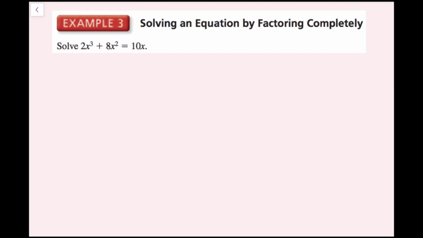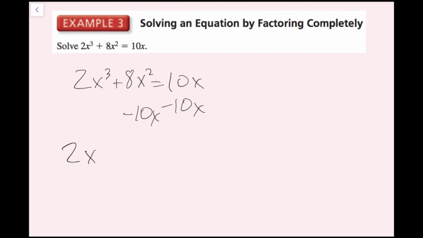For example 3, we're going to solve 2x cubed plus 8x squared equals 10x. All right, so I'm going to rewrite this. Anyway, so whenever I'm solving an equation like this, what I want to do is I want to move all of my x terms on the same side and get one side equal to 0 because I'm going to eventually use the zero product property. So I'm going to subtract 10x on both sides. So I get 2x cubed plus 8x squared minus 10x equals 0.